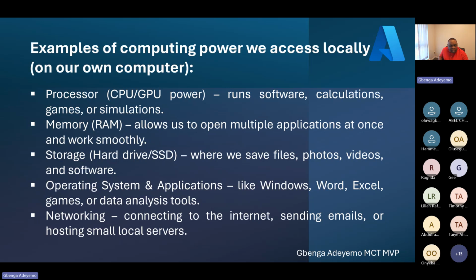Storage: you have your hard disk on your computer, where you save your files, your photos, your videos, and even setup files for your software. Now, your system has an operating system and applications. For example, Windows is the operating system. You install applications like Word, Excel, whatever games or tools you use on your laptop. You can do that because of the operating system and the ability to install applications on your computer.